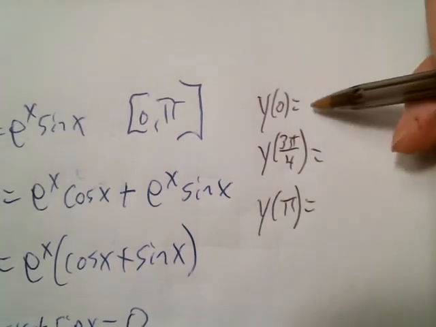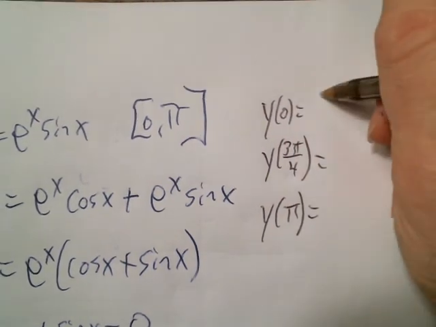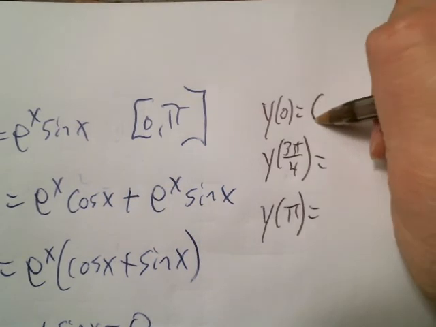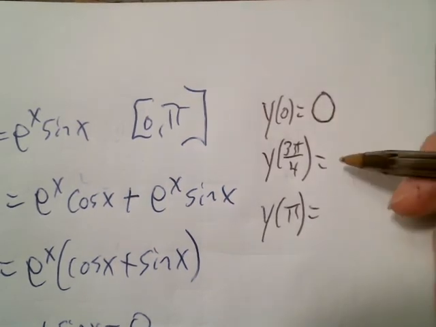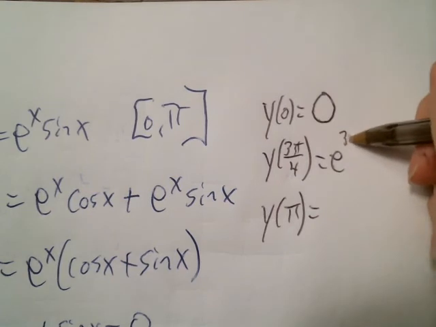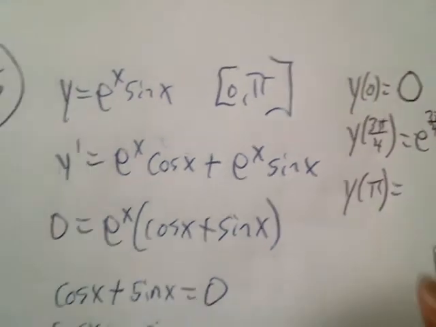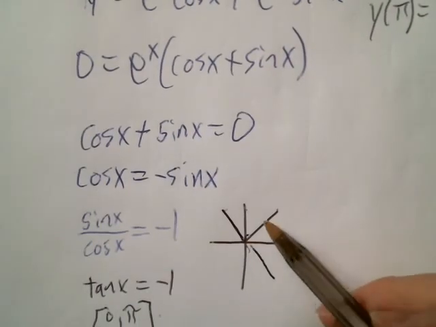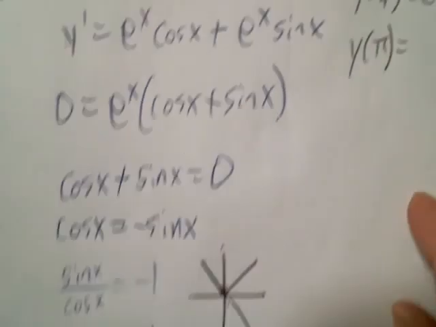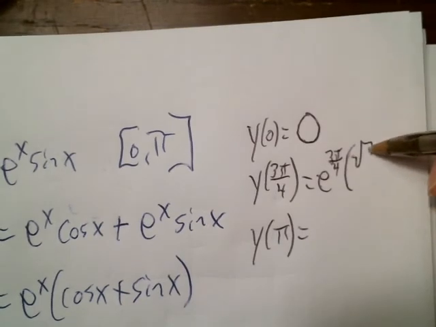Okay, so y of 0. Sine of 0 is just 0. So you'll have e to the 0, which is 1, times 0, which is 0. Then you have e to the 3 pi over 4 times sine of 3 pi over 4. Sine of 3 pi over 4 from the unit circle: sine is positive, so that's root 2 over 2.